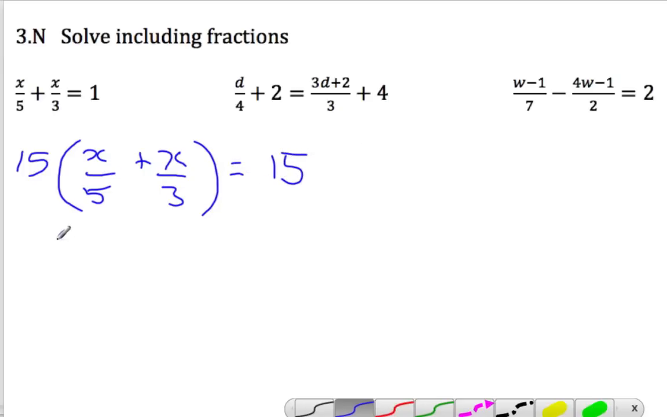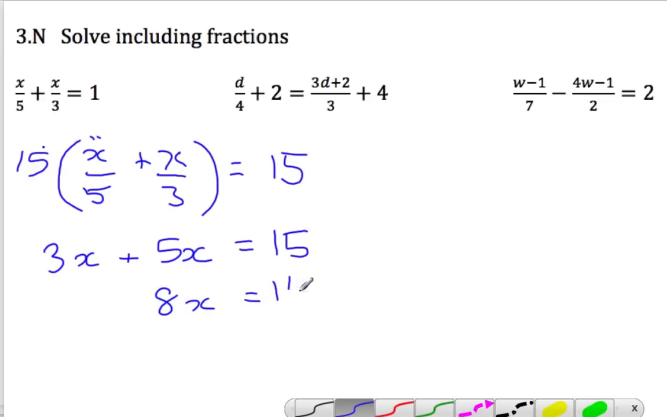Let's simplify this. We have to distribute the 15 in. 15 times x over 5: what if I times this by 5? I'm going to get x on its own. If I times by 5 and then times by 3, that's the same thing as times by 15. So this is going to be a 3x. I've times by 5 to get rid of the fraction, and then I've still got to times by 3. And here, times by 3 to get x on its own, and then times by 5. Nothing's happened on this side, it's still 15. So we get 8x, collecting like terms, equals 15.